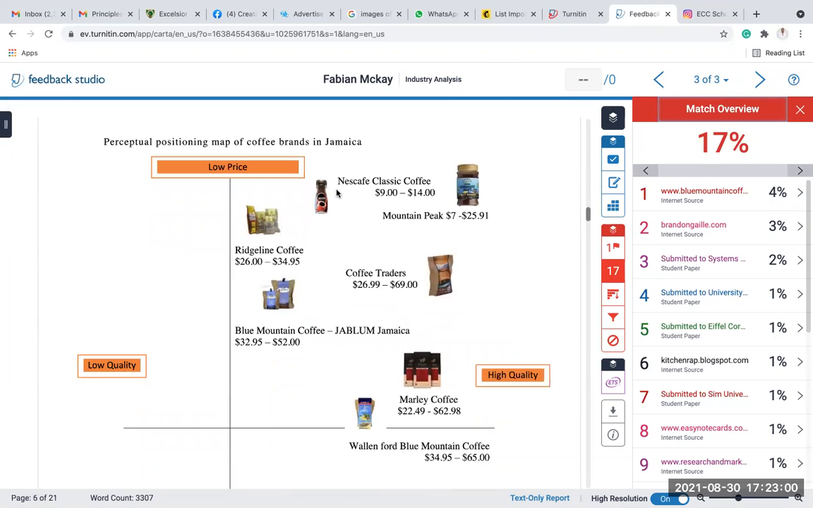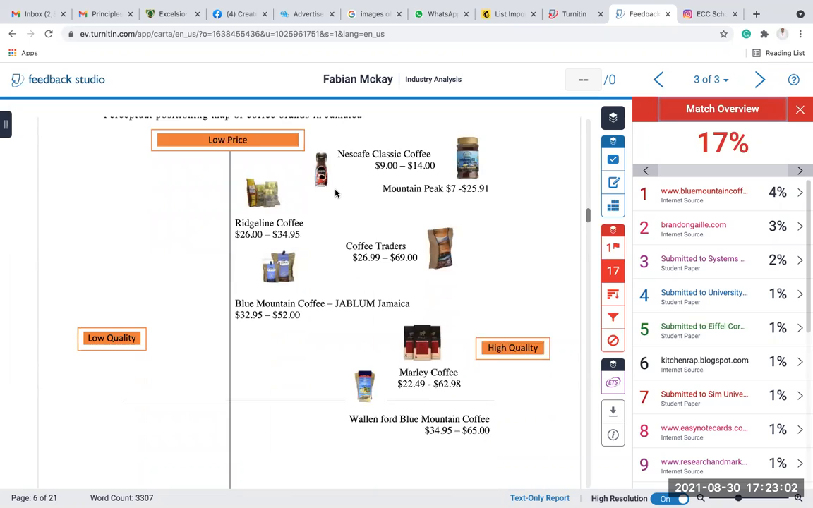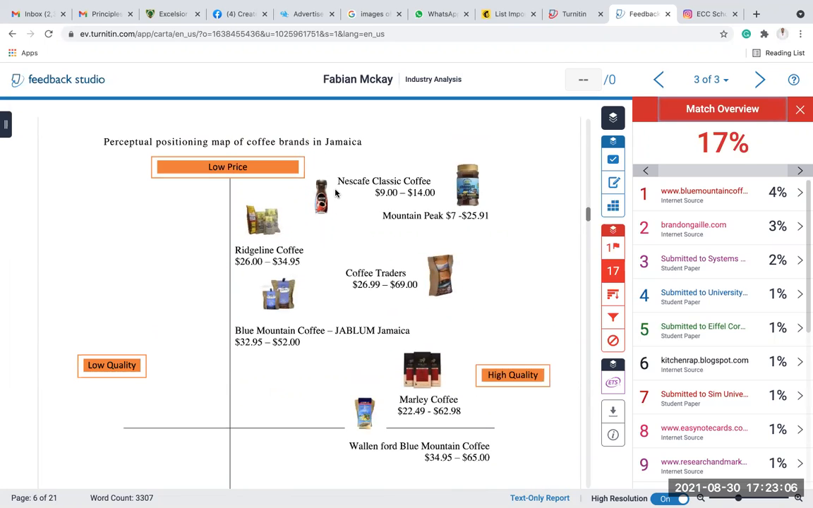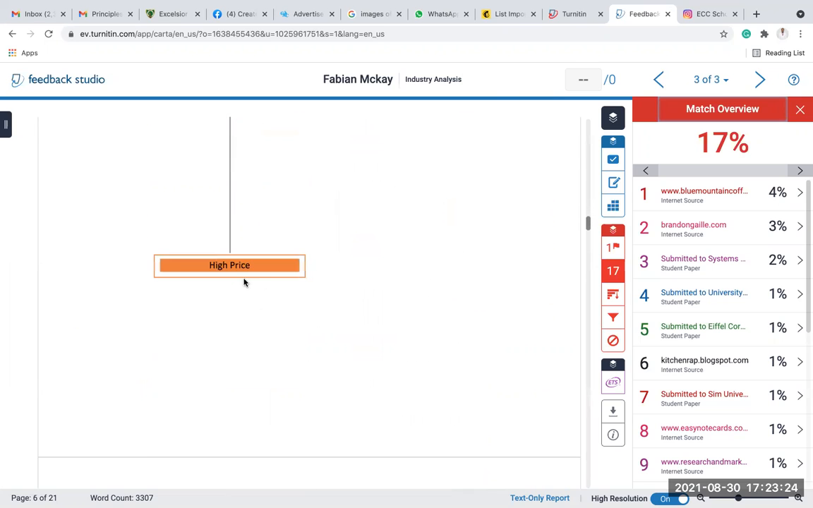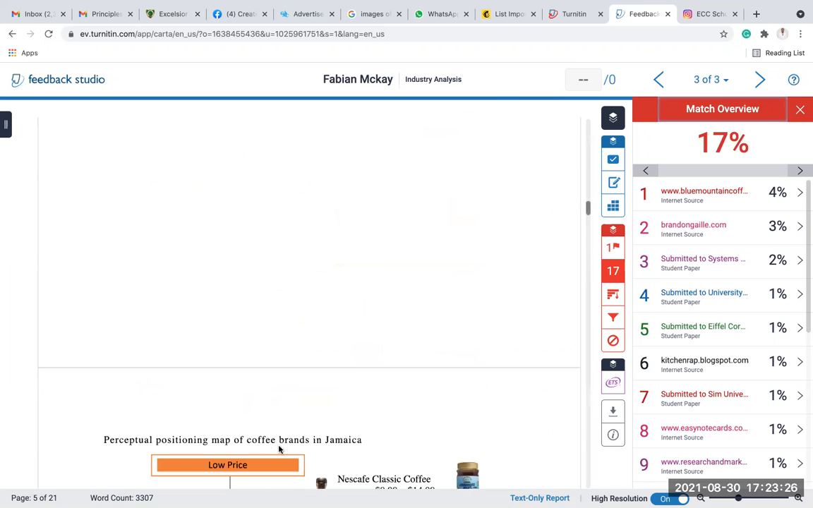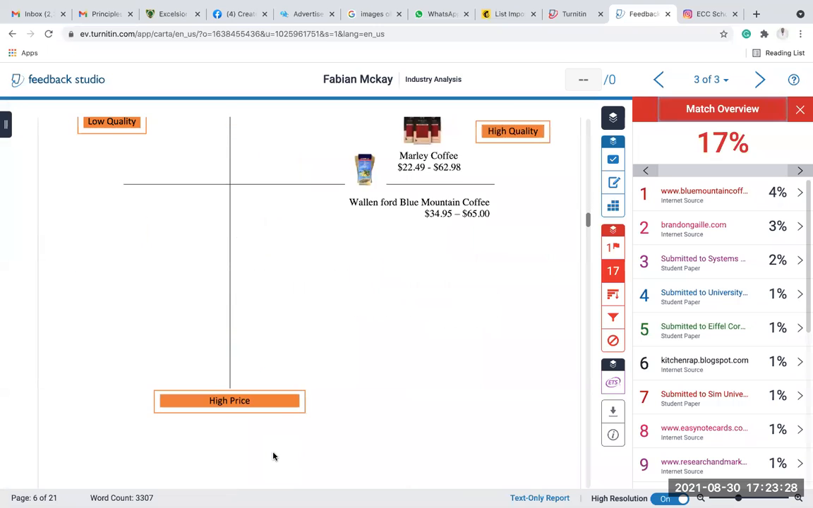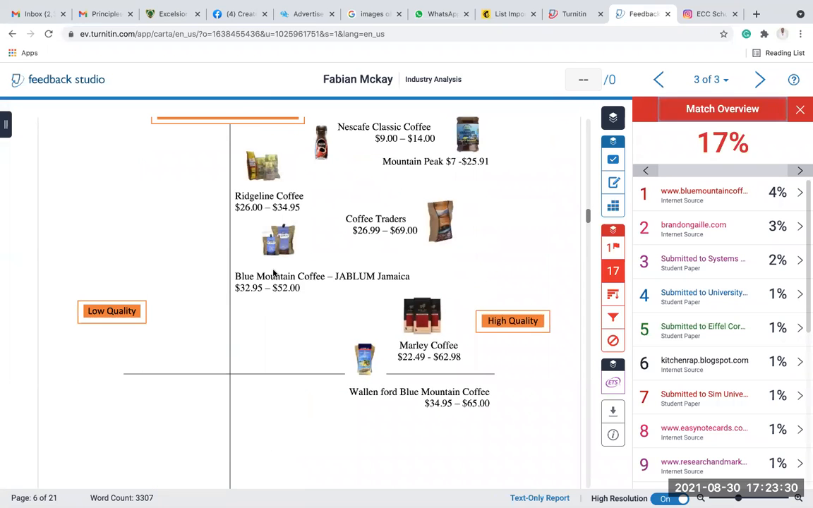So this is what I was saying about the positioning map now, right? So where's Blue Mountain Coffee on this? Because I don't see it. Where's Blue Mountain Coffee? Because I think that's your product, or this is it, right? And you're saying that Blue Mountain Coffee is high quality, low price? Yes. Are you sure about that? I'm not sure. And to be honest, the high price should be on this end and low price on the other end. So you put it wrong. That's what I was saying in the WhatsApp message.